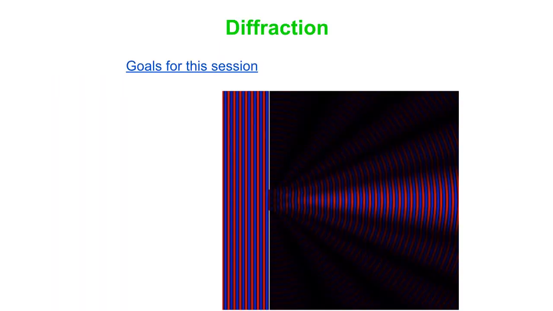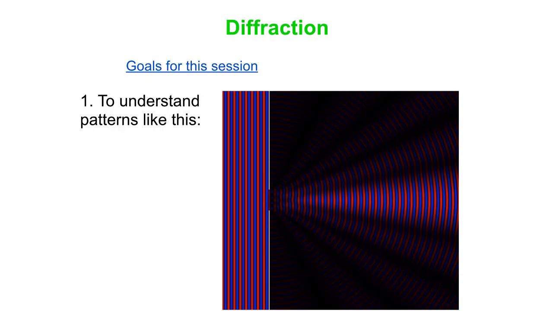Diffraction. So our goals for this session are to understand patterns like this. This pattern shows a set of parallel waves coming in from the left and hitting a barrier. And in the center there's a small opening in the barrier. And you can see that some of the waves go through there. And when they do that, they spread out.